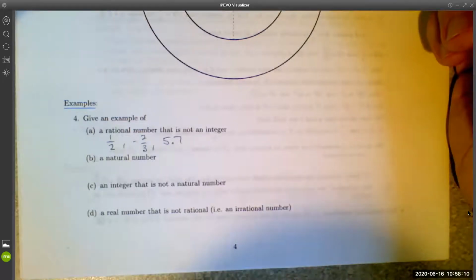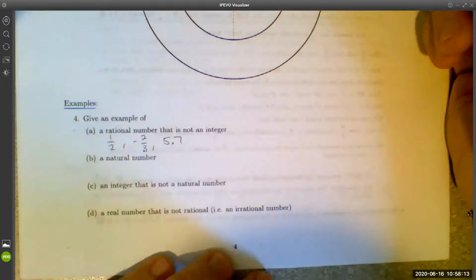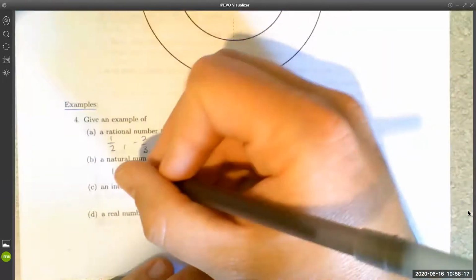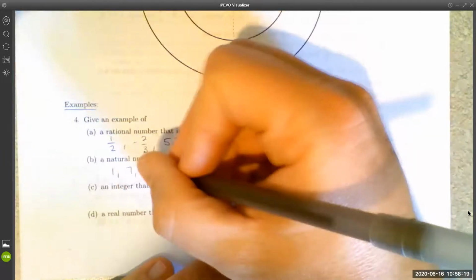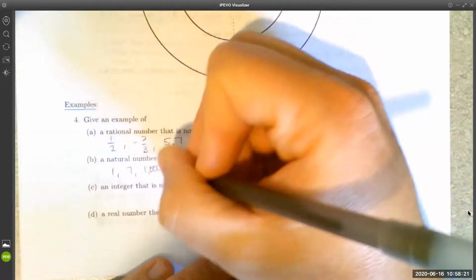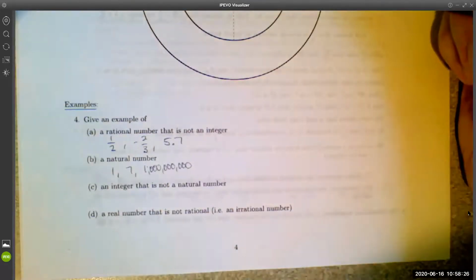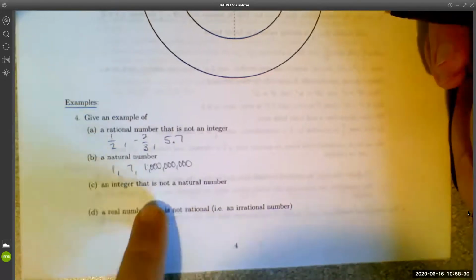Part B asks for an example of a natural number. So 1 would be a natural number. 7 would be a natural number. 1 billion is a natural number.